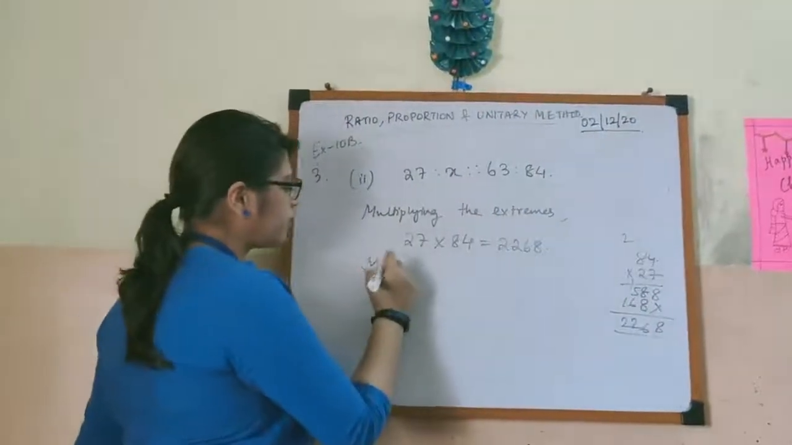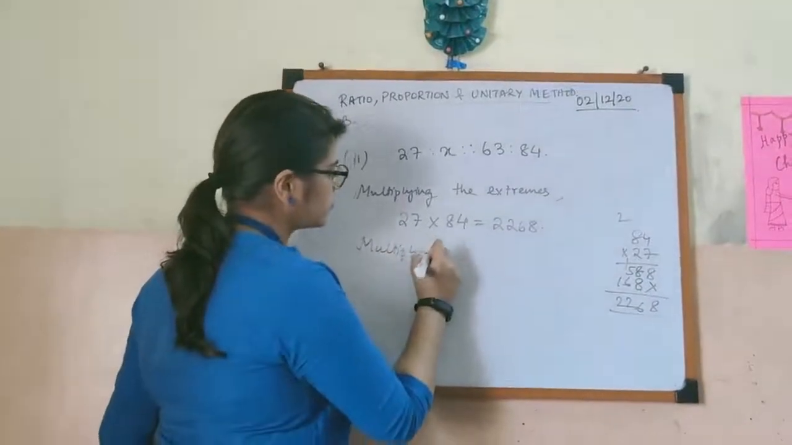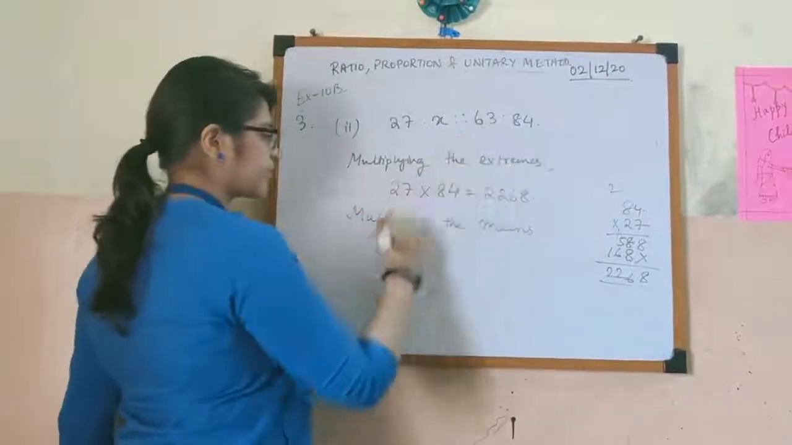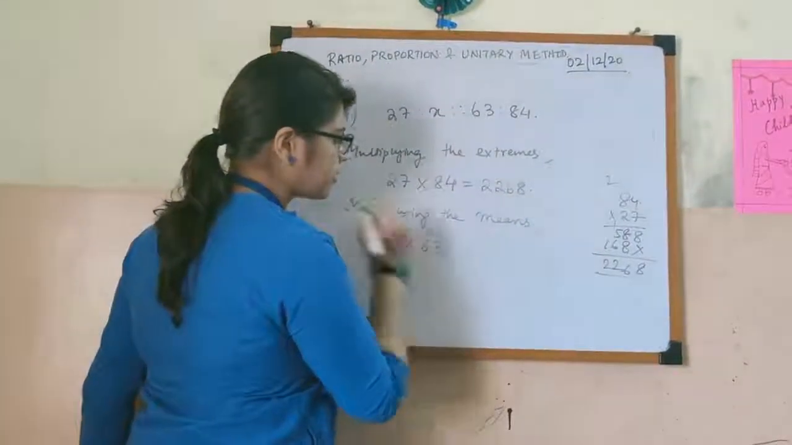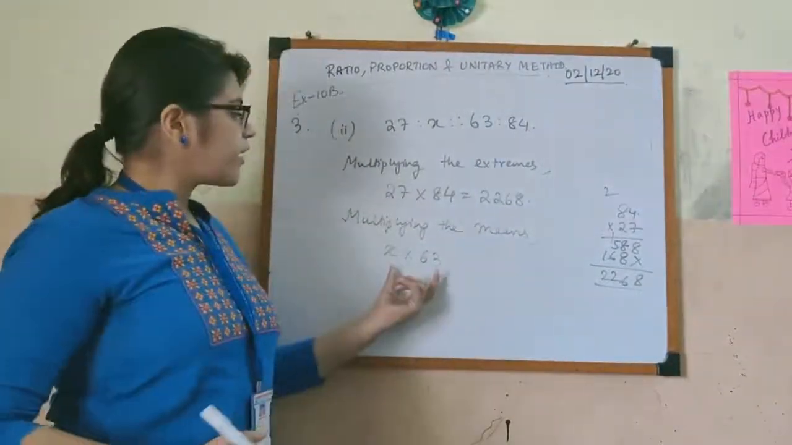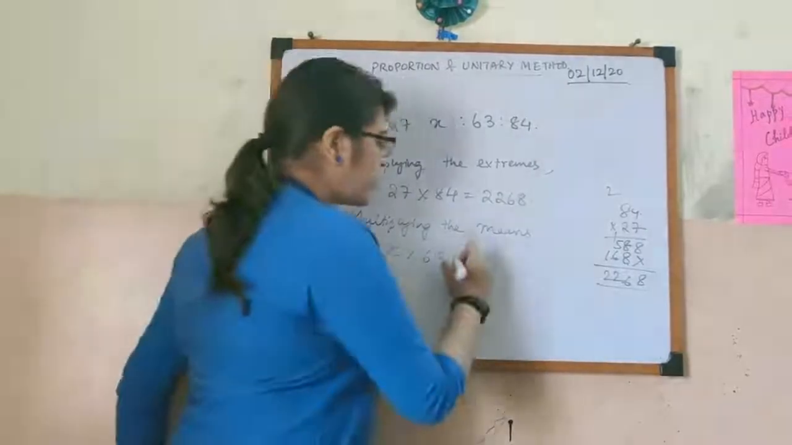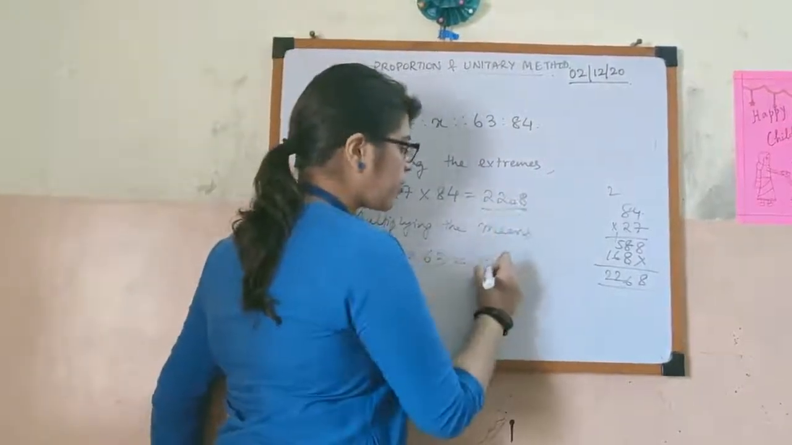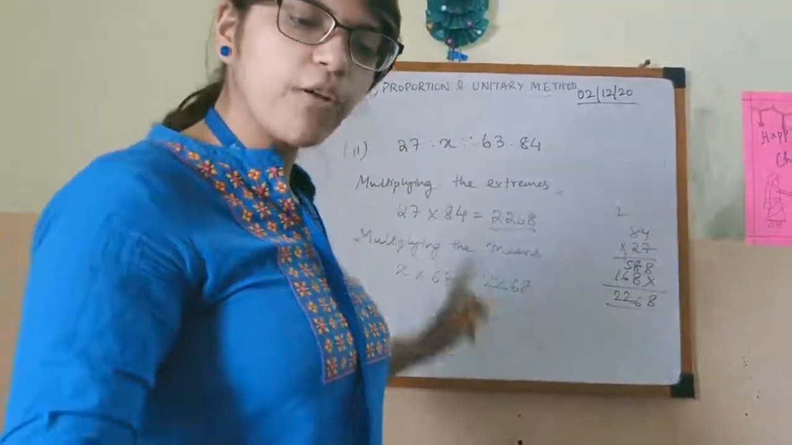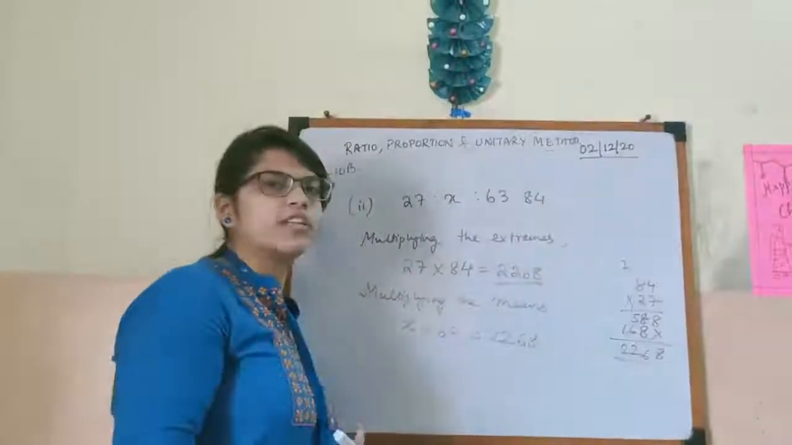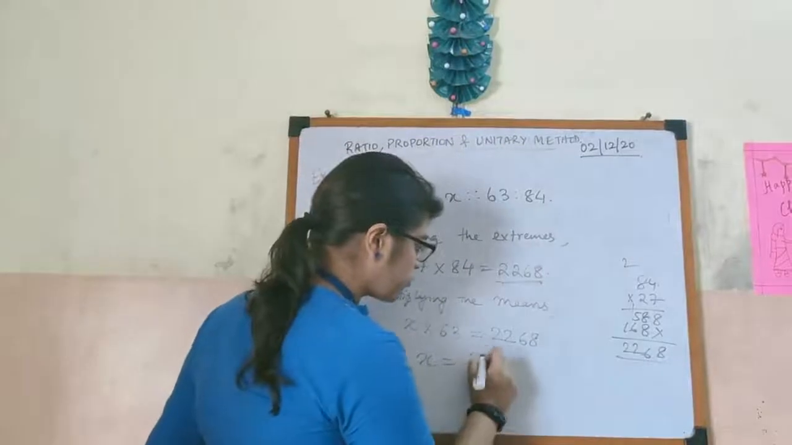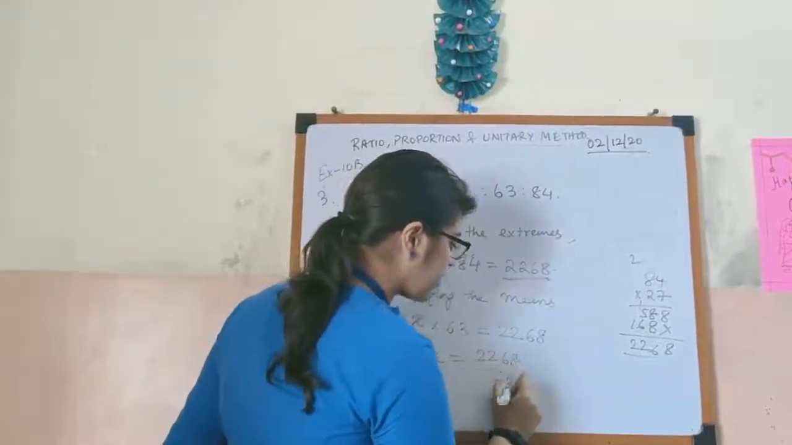Now we can multiply the means, that is the second and the third term. So that is x multiplied with 63. But this is already in proportion, that is given in the sum. So we can write that multiplying the means, we will get the same result that we have got here. Okay, because it is already given in the question, find the value of x in each of the following proportions. So that means they are already in proportion. Okay. So x will be equal to 2268 divided by 63.